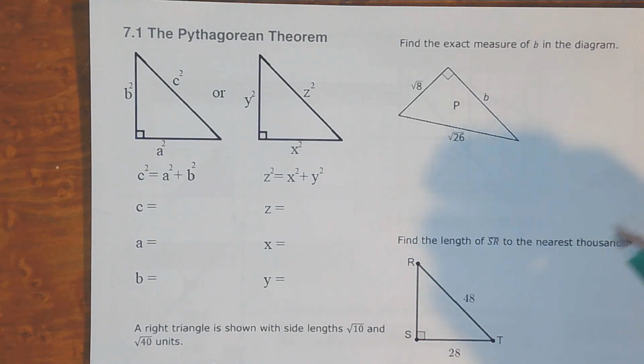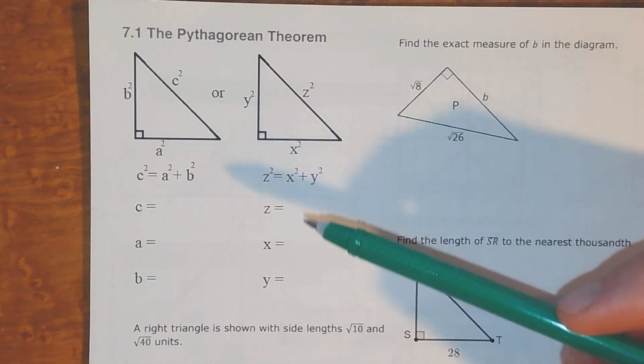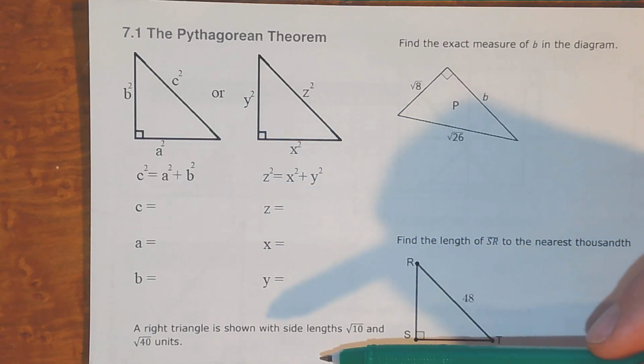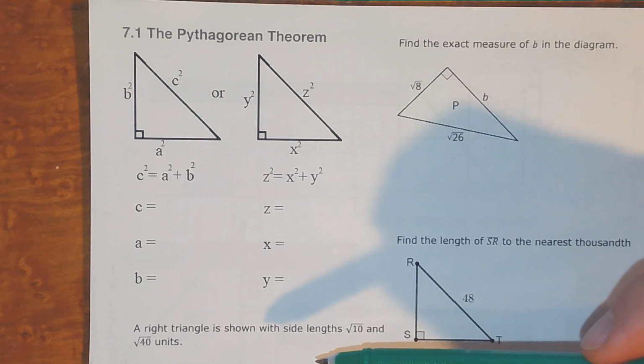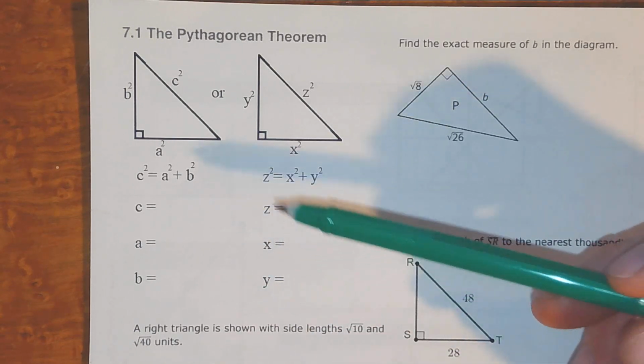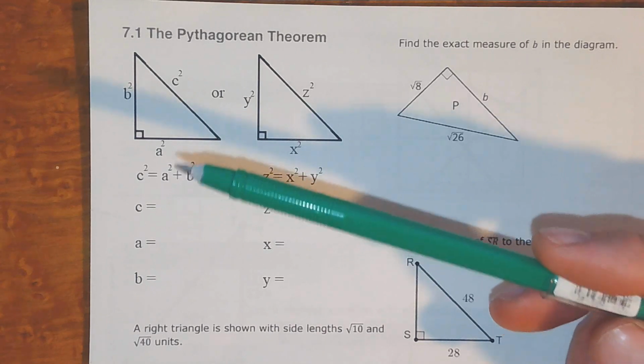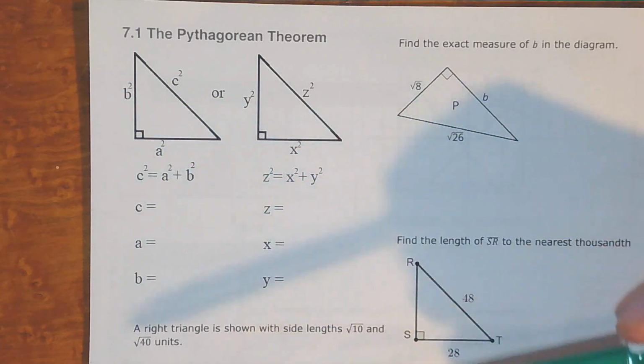Okay, so we're getting into Unit 7. Unit 7 is all about triangle sides and proportionalities of triangle sides and how they relate with angles. And starting with this, we're going to refresh your memory about the Pythagorean theorem. And remember, the Pythagorean theorem is all related with a right triangle.